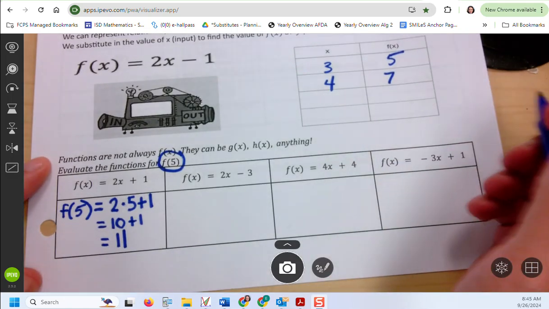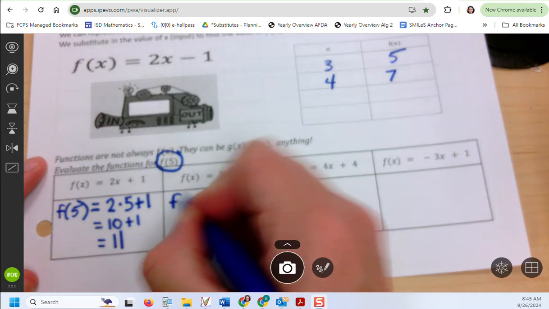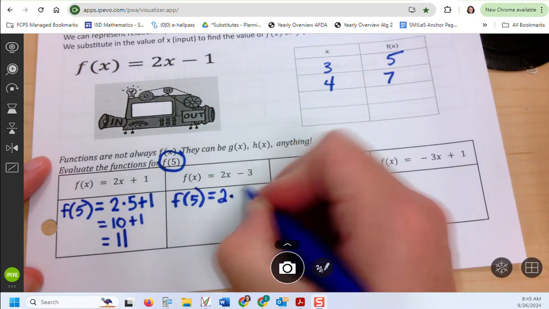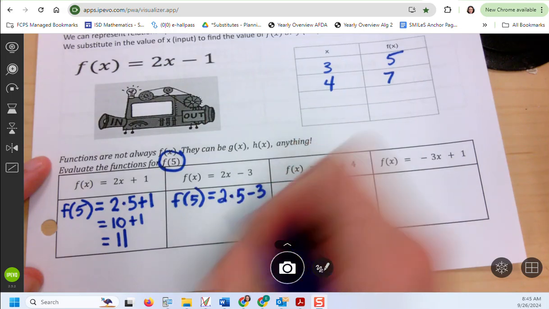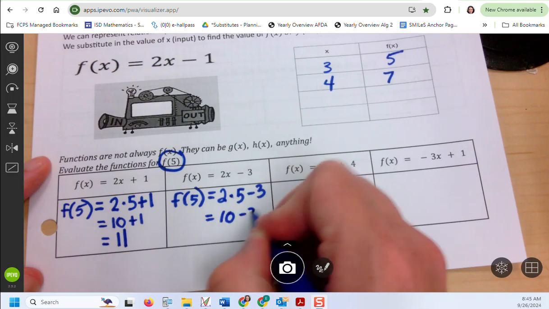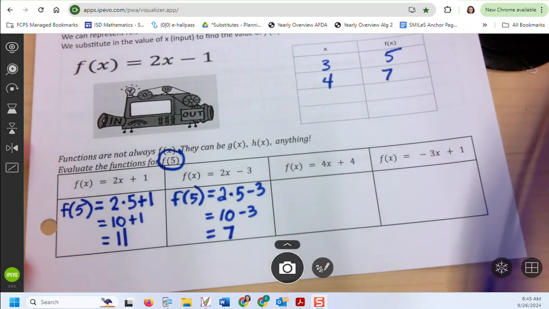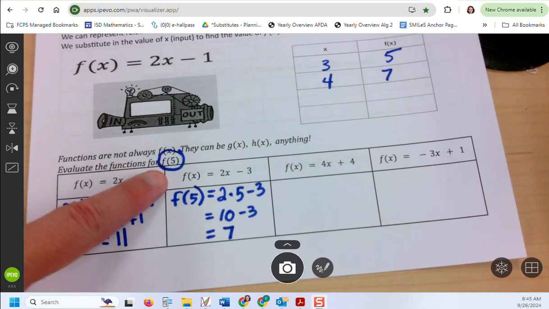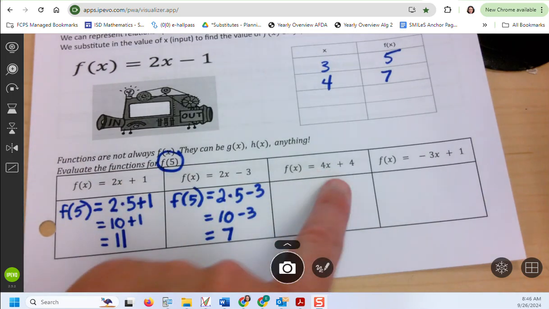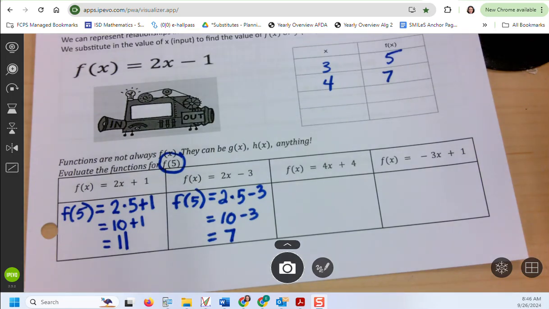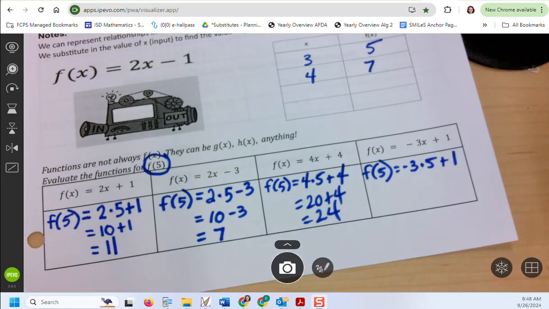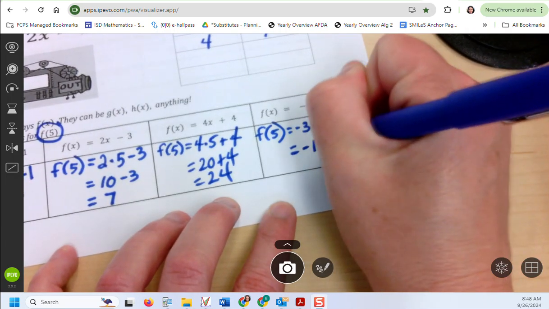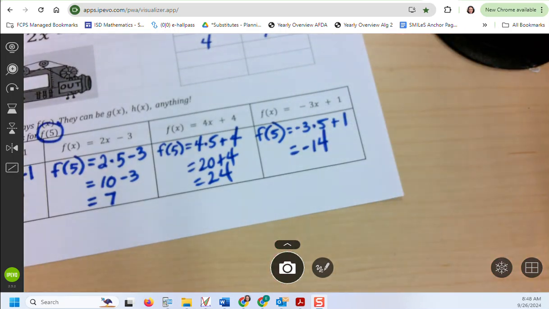I'll do one more and then I'll give you a minute to do the others. f of 5, a function of 5, is 2 times 5 minus 3, 10 minus 3, or 7. Okay? So we're just understanding what it means when I ask you to find f of 5 right now. And it just means put 5 for the x. So go ahead and do that for the others, and then compare with your neighbor. And then for this one, negative 15 plus 1, so I'm getting negative 14. So are we agreeing? Yeah.